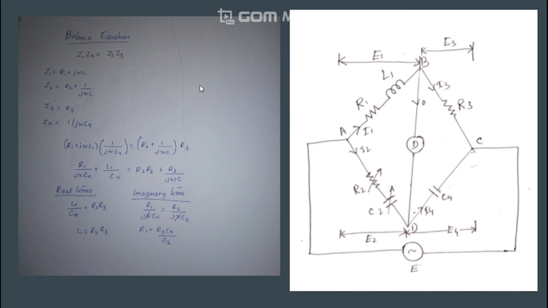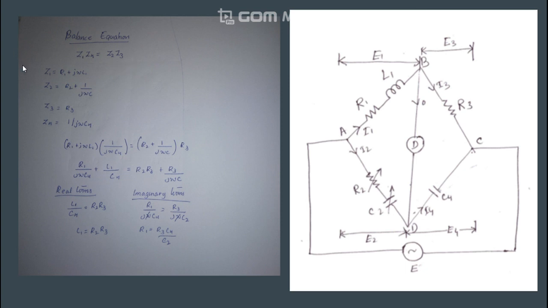So for an Owen's AC bridge, we have something called the balance equation. That is when our detector here is at null position, meaning that there is no current flowing through this, meaning that the voltage drop E1 is equal to the voltage drop over here, E3. So when E1 equals E3 or E2 equals E4, or when the detector is at null position, we obtain an expression that the impedances Z1 and Z4 are equal to Z2 and Z3.